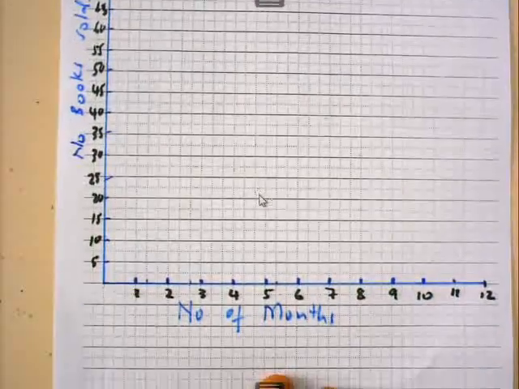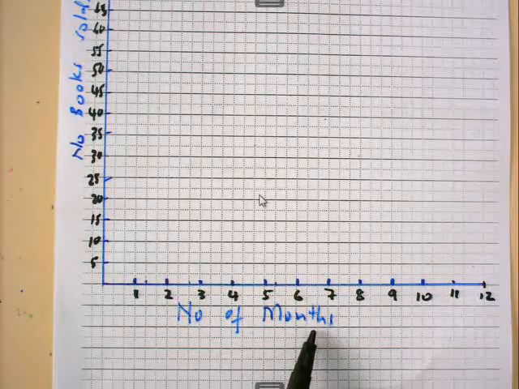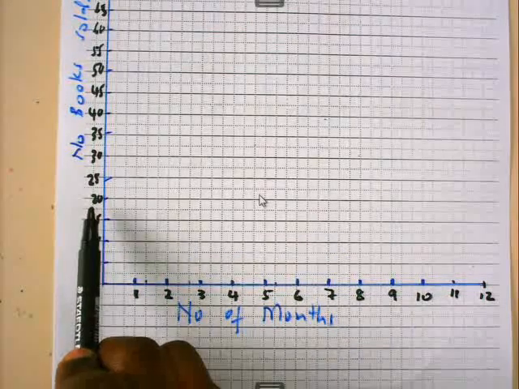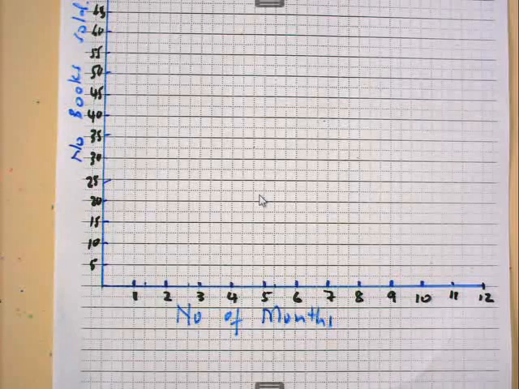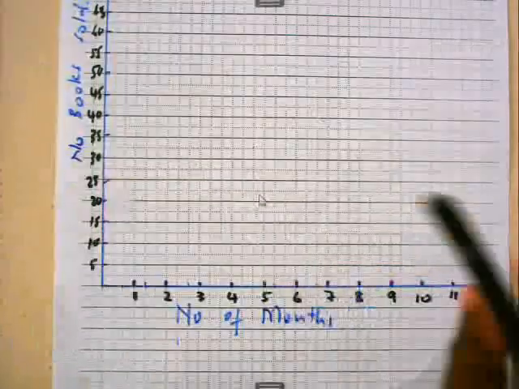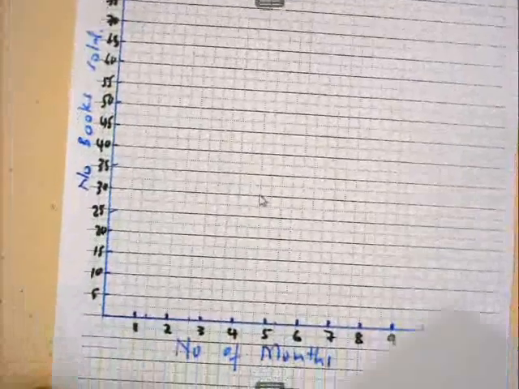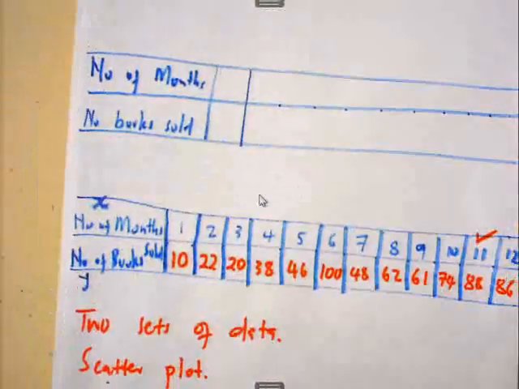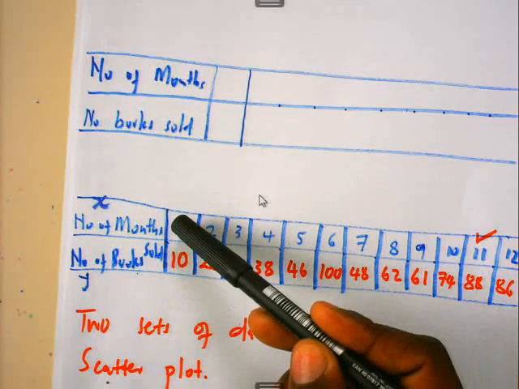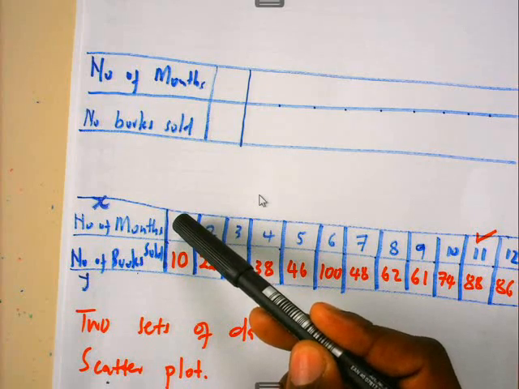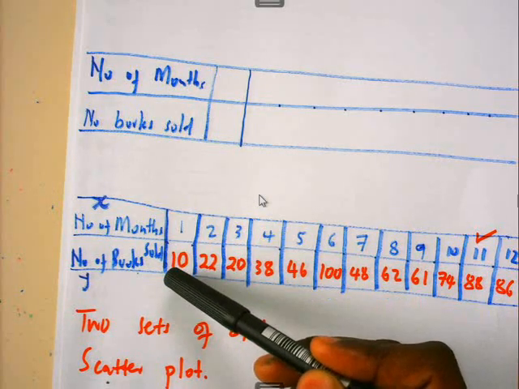It is two sets of data. The number of months, we are going to compare it with what? With the number of books and establish the relationship as to how the months relate with the number of books sold. Now, when you look at the information you have, the first month, how many books were sold? It was 10 books sold. Do you agree with that?